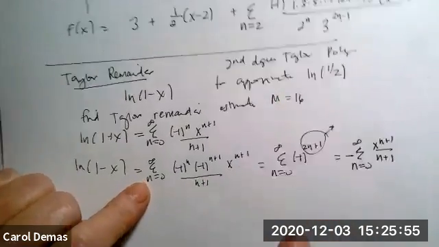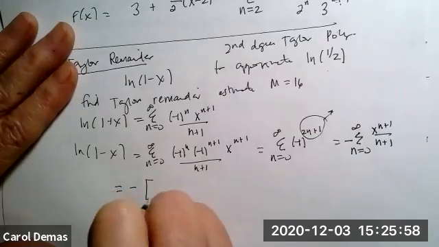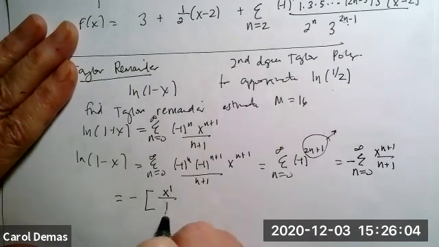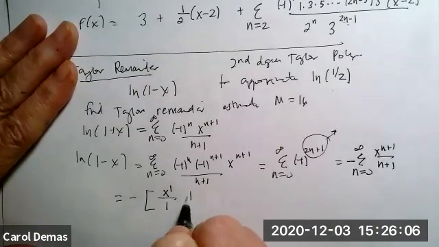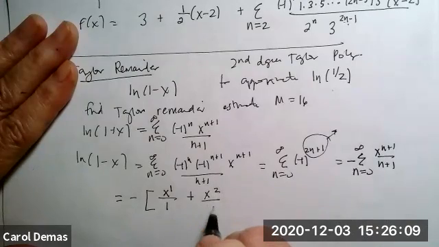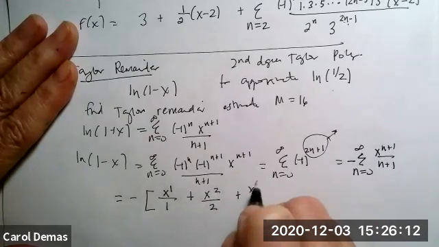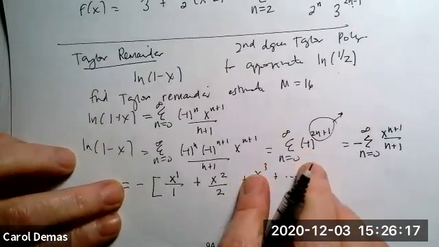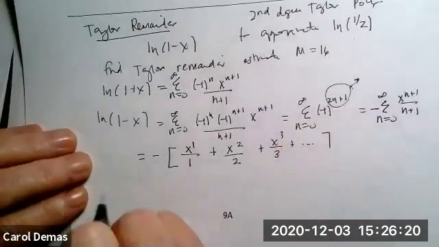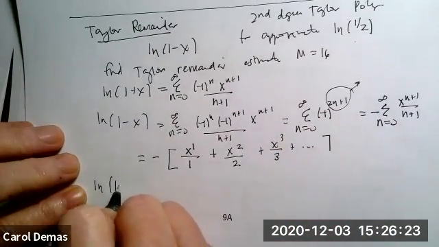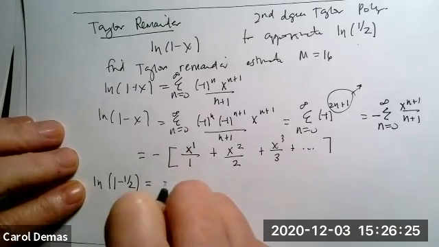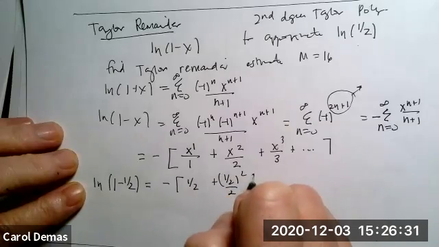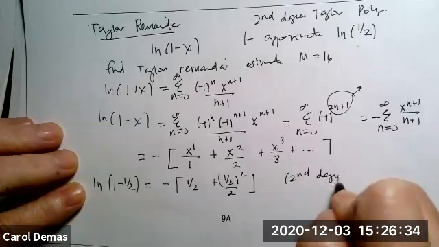Okay, we want the second degree Taylor polynomial, so that's going to be negative. When n is equal to 0, we'll have x to the 1 over 1. And when n is equal to 1, we'll have x squared over 2. And then x cubed over 3 plus dot, dot, dot. So the second degree Taylor polynomial of log of 1 minus 1/2 is going to be the negative of 1/2 plus 1/2 squared over 2. That's to the second degree, right?